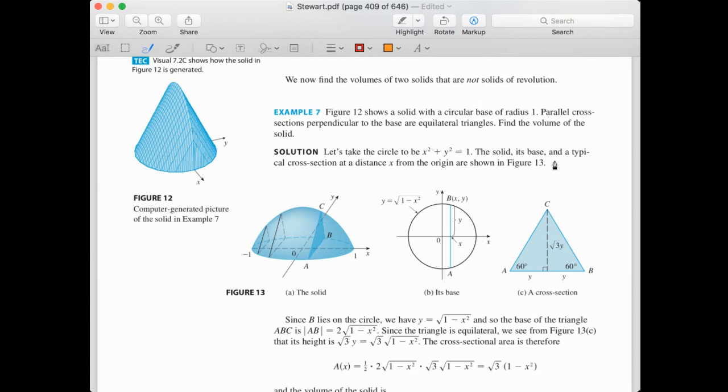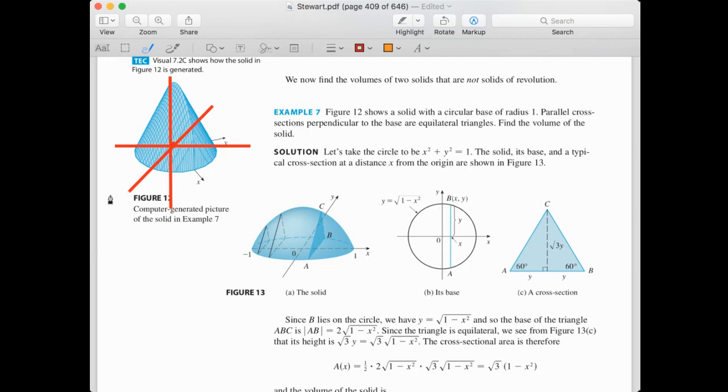The solid has a base and a typical cross section at distance x from the origin. So we're putting this piece, imagine this is a perfect circle. The base, right? The base is a perfect circle. So this is the xy plane. Then this is the z. On the xy plane, that's a circle, right?